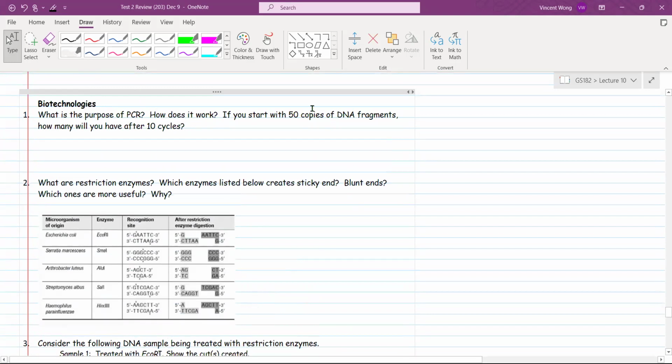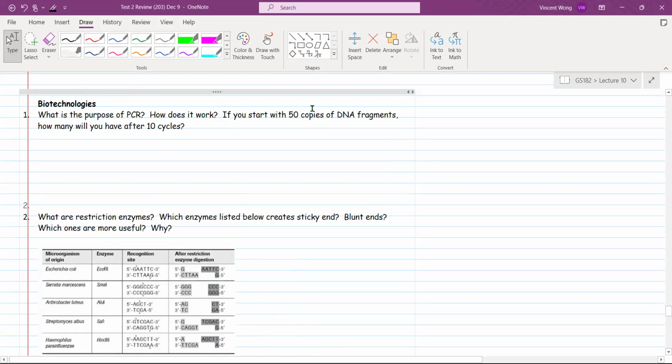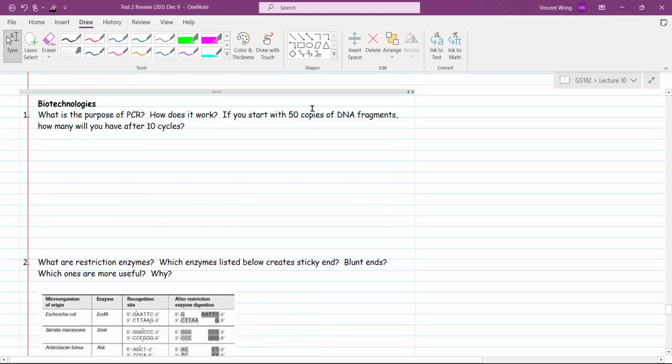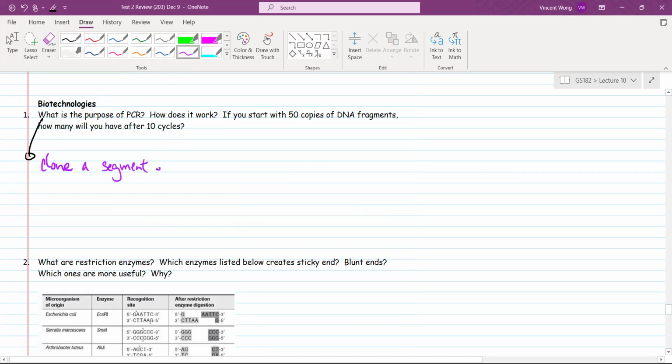What is the purpose of PCR? How does it work? If you start with 50 copies of DNA fragments, how many will you have after 10 cycles? The purpose of PCR is to clone a segment of DNA. How does it work? You don't have to describe it, but you just have to know the basic principle.